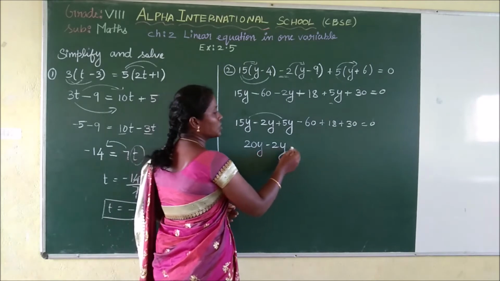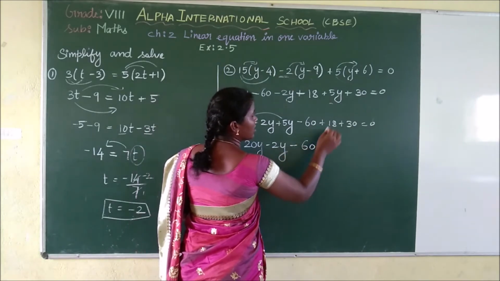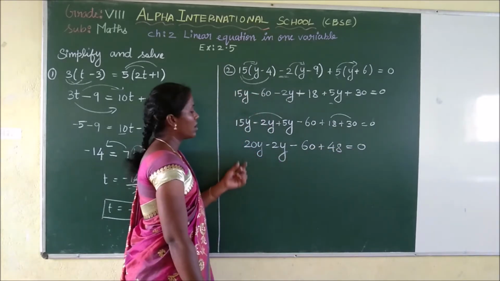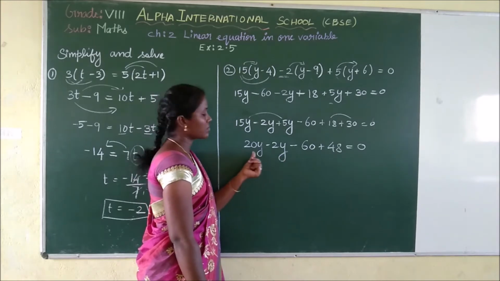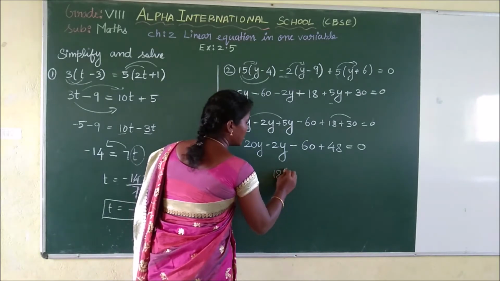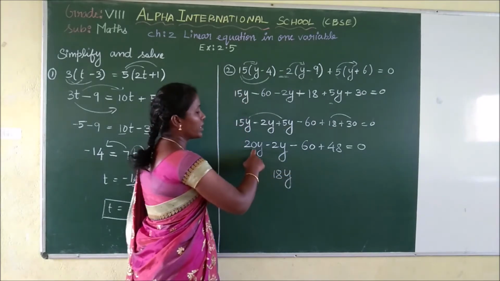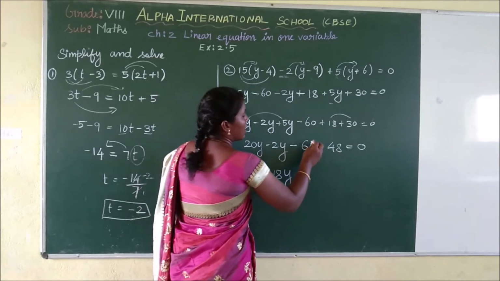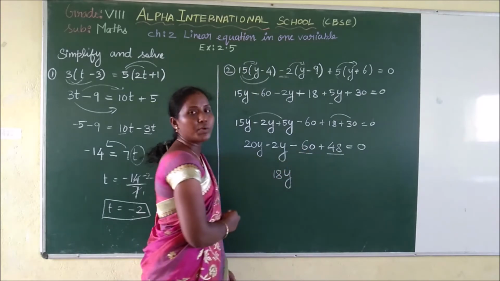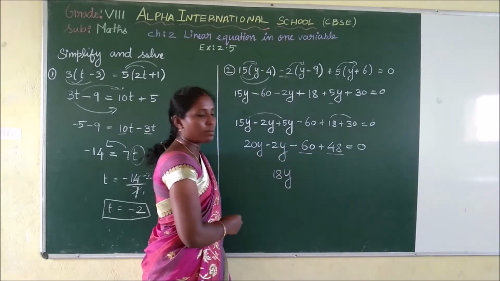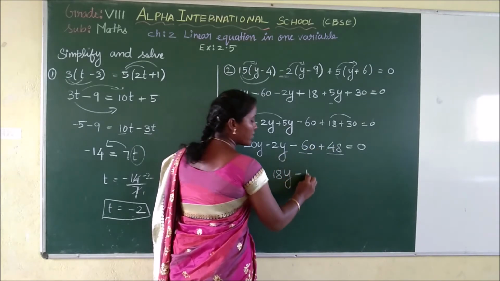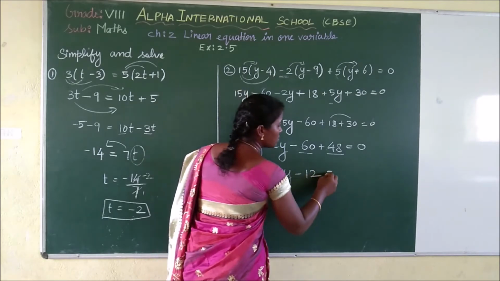So 20y minus 2y. Now minus 60, just add these two, so plus 48 is equal to 0. Now 20y minus 2y, subtract the coefficient. 20 minus 2 is 18y. And here minus 60 plus 48. Minus plus means you have to subtract and put the greater number's sign. What is the greater number's sign here? Minus. If you subtract 48 from 60, the value is 12, so minus 12 equal to 0.